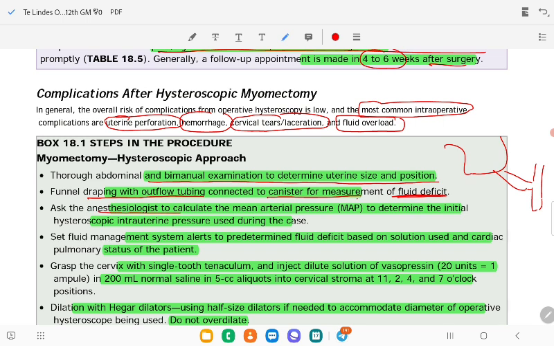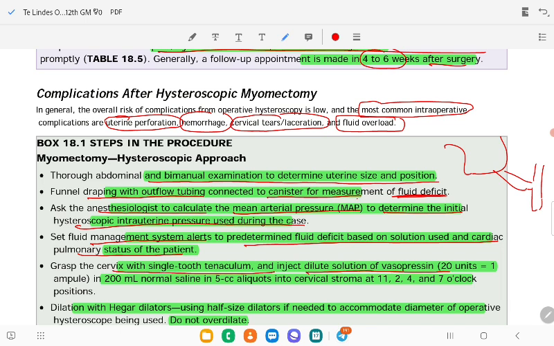Ask the anesthesiologist to calculate the mean arterial pressure to determine the initial hysteroscopy intravenous pressure to use during the case. Set up the fluid management system, alert the team to the predetermined fluid deficit based on the solution used and the cardiopulmonary status of the patient. Grasp the cervix with a single tooth tenaculum.